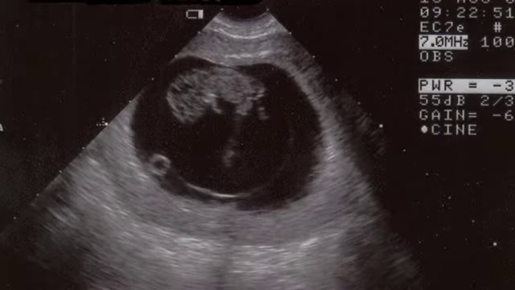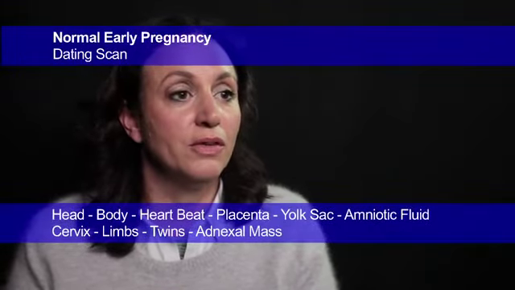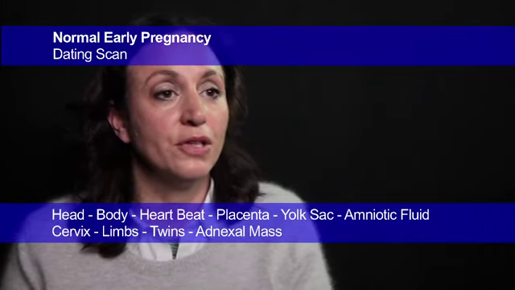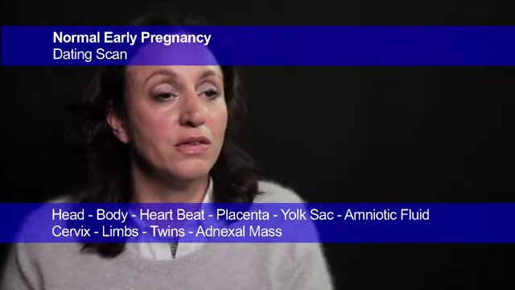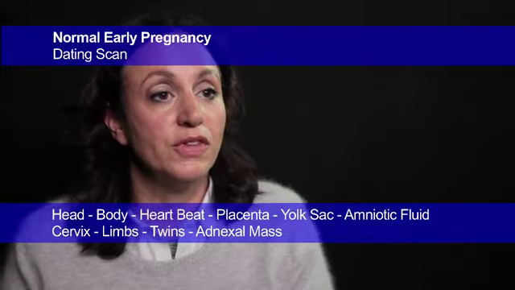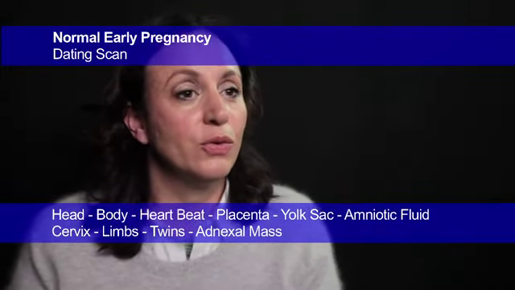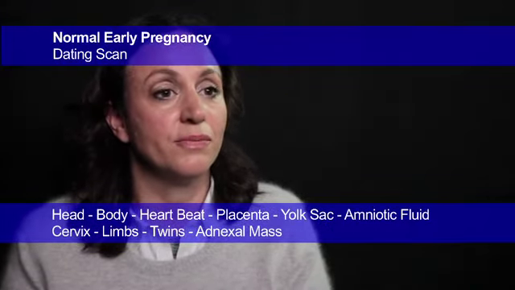What do we see at this dating scan? As we've said earlier, we see the head, we see the body, we'll see a heartbeat, we'll see the placenta and the yolk sac, amniotic fluid, we'll see the cervix, we'll see the limbs, we see the presence or absence of twins and multiple pregnancies, and we also survey for adnexal masses.